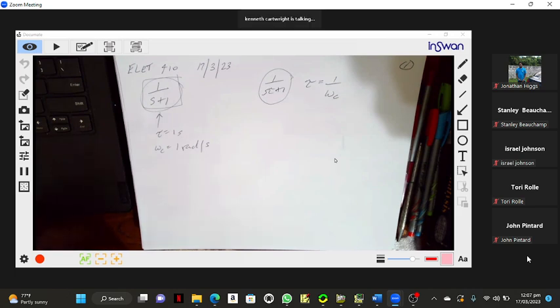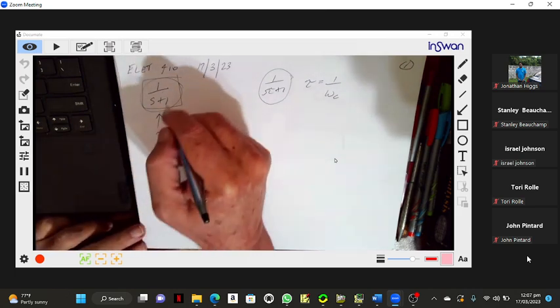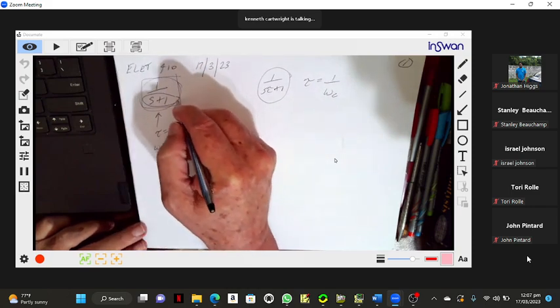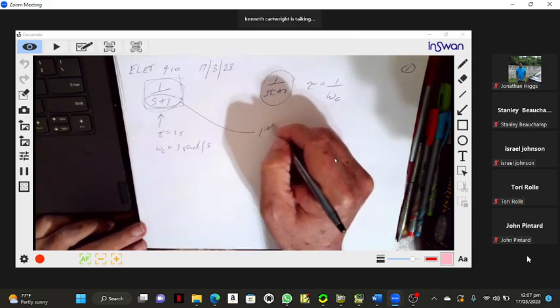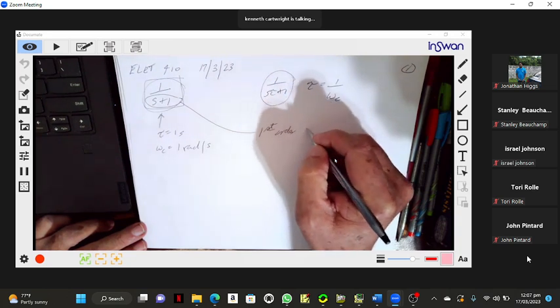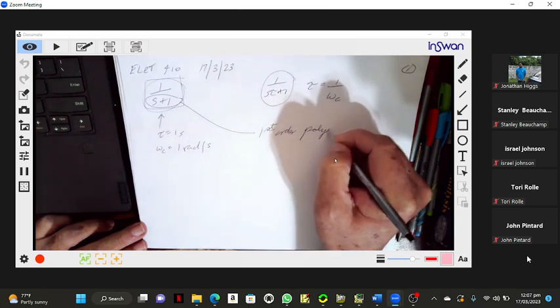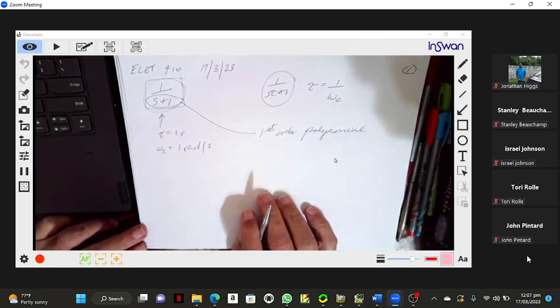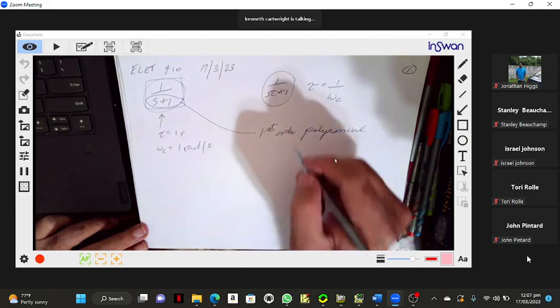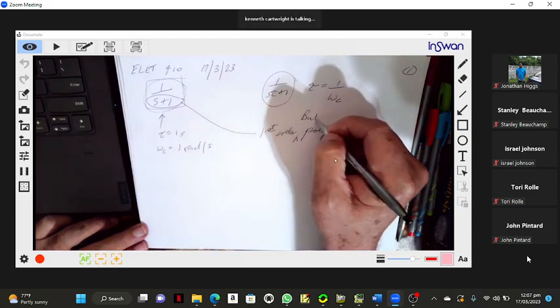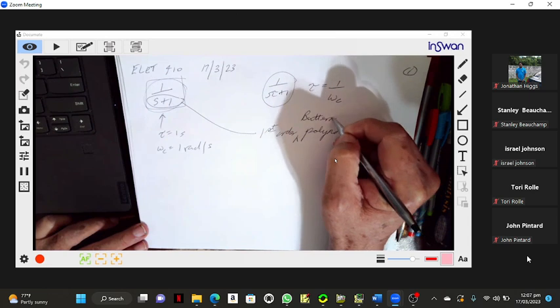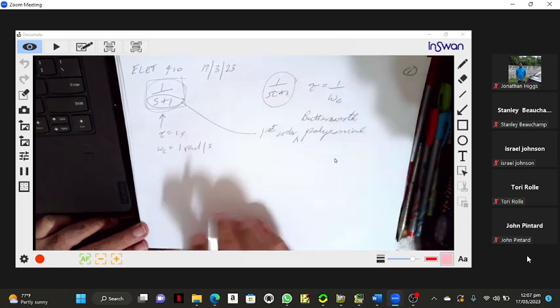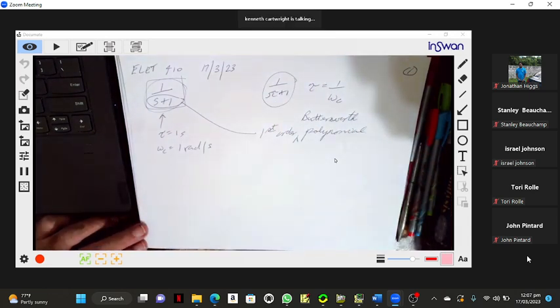All right, let's move on. This polynomial, that's a polynomial in s, right? That's a first order polynomial. Furthermore, it's a first order Butterworth polynomial. Now, what that means will become clear.